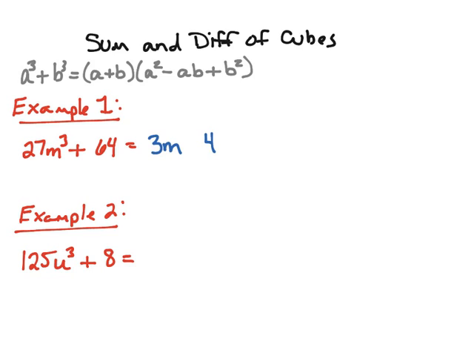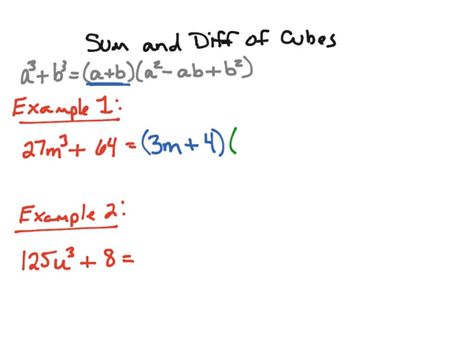Now that I've taken the cube roots of each of our terms, we're going to put a plus sign, put it in parentheses, and I now have my binomial. So I've got this part right here. So now what we need to do is find the trinomial. And to get the trinomial, we're going to have to use the binomial.